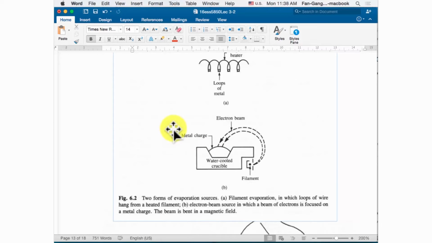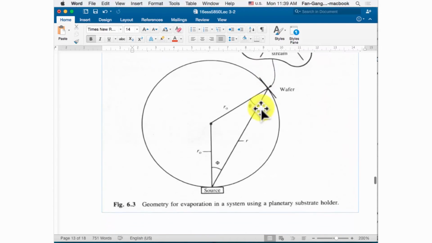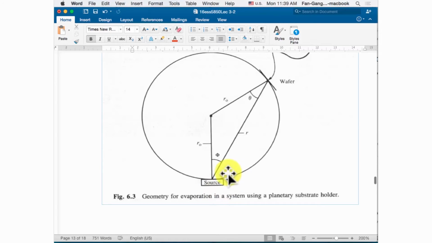This method can generate vapor to deposit onto your substrate. You put your substrate on the top. Once you get the vapor from the target, the vapor goes up and sticks onto your substrate on the top. That's the usual way we do the evaporation process. Usually we put a source here, using the electron beam to heat the source, and put our substrate wafers on the top.